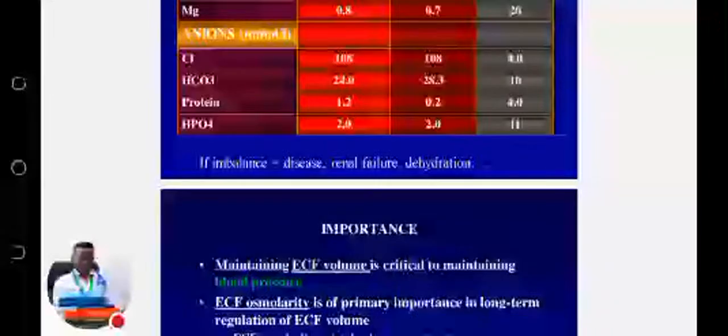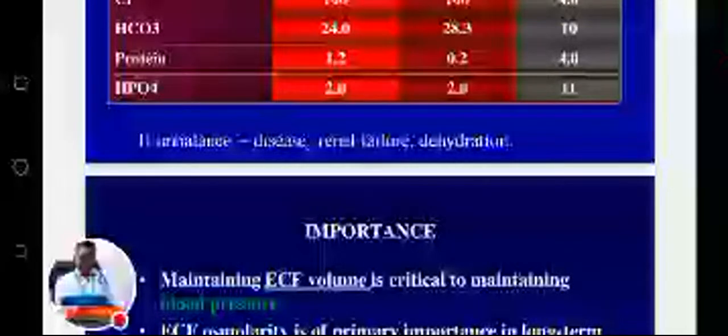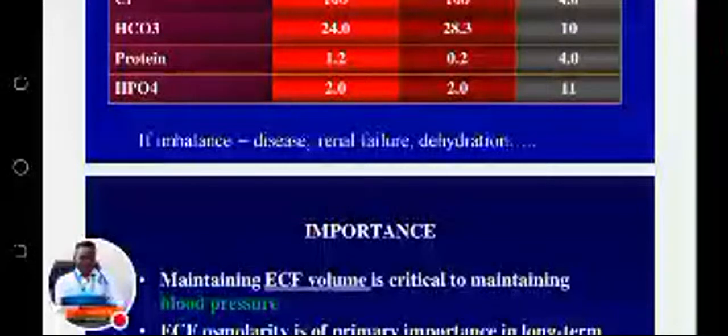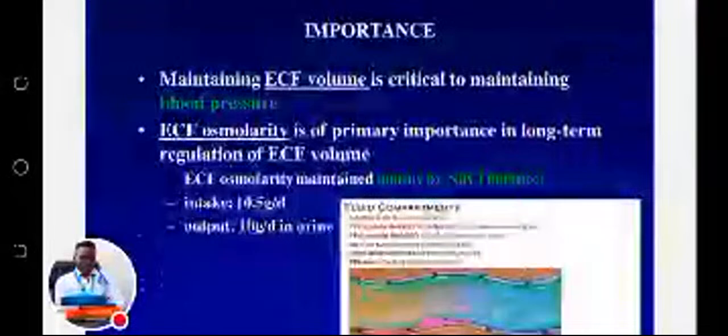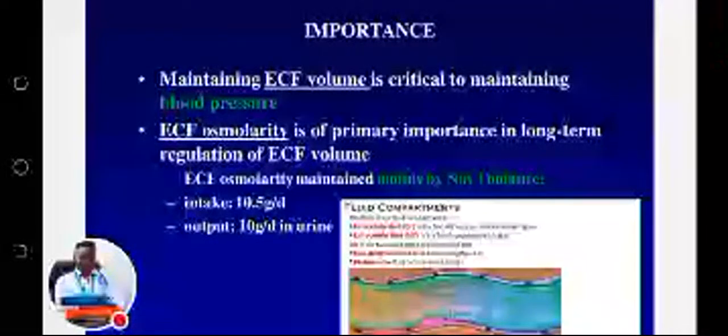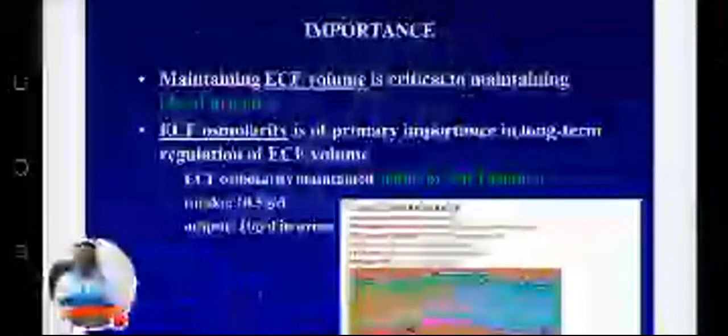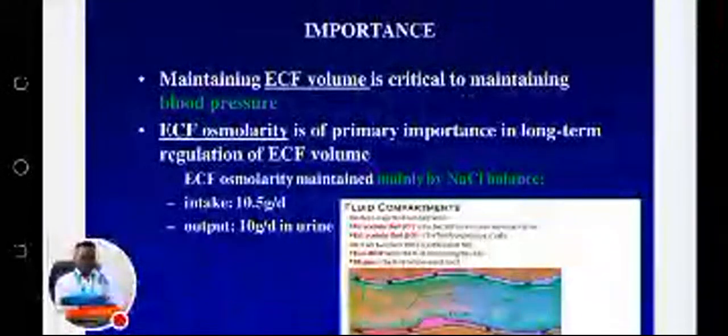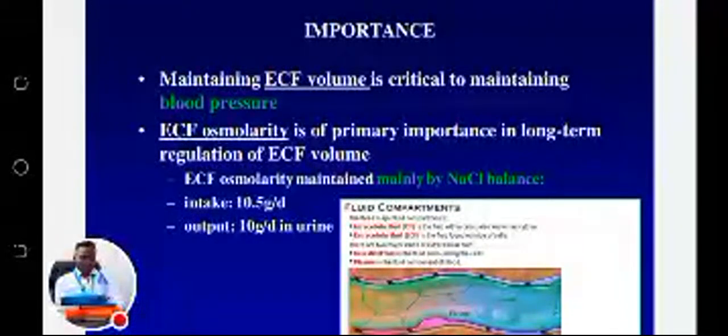Then if there is any imbalance, this simply means that it will result in a disease. These diseases include renal failure as well as dehydration. Now, what is the importance of the body fluids as well as the electrolytes? The importance is that, number one, they help to maintain the extracellular fluid volume, which is critical in the maintenance of blood pressure.